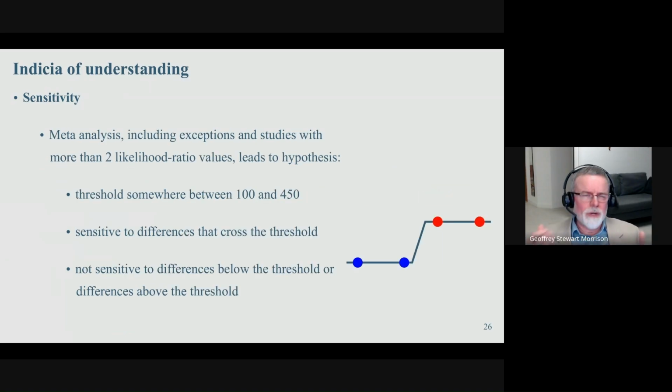When we looked at this, we did a bit of a meta-analysis, and we included the exceptions, and we included the studies which presented more than 2 likelihood ratios. And we discovered that there were exceptions when more than 2 likelihood ratios were presented. Based on the results, we developed the following hypothesis: somewhere between a likelihood ratio of about 100 and 450, there's a threshold. If you present participants a value below the threshold and a value above the threshold, for example one of the blue ones and one of the red ones, then participants appear to be sensitive to the difference. However, if you present them 2 values that are both below the threshold, the 2 blue ones, for example, or the 2 red ones, then they don't show sensitivity to the differences.